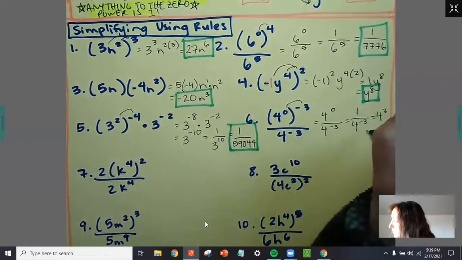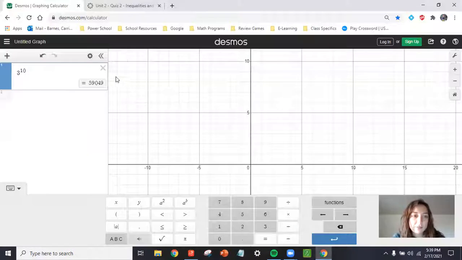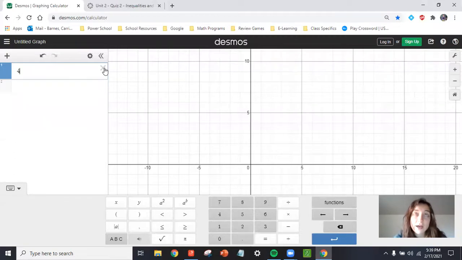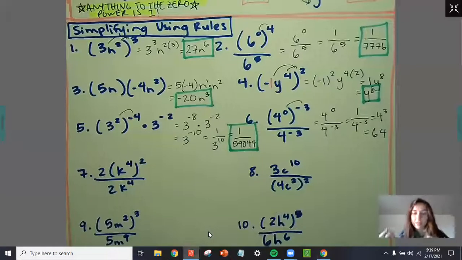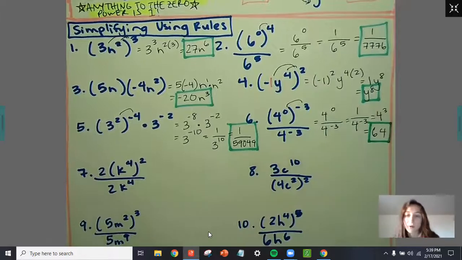And then I just want to type in 4 to the third and see what that is in Desmos. So let's type in 4 to the third. And if you want to do that in your head, 4 times 4 is 16. 16 times 4 should be 64. So this is going to be equal to 64. I know I'm going a little fast, but please feel free to slow me down or rewind if you need help.